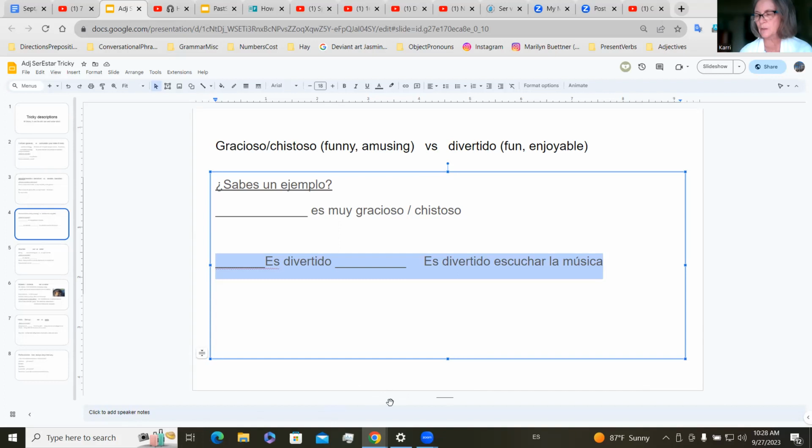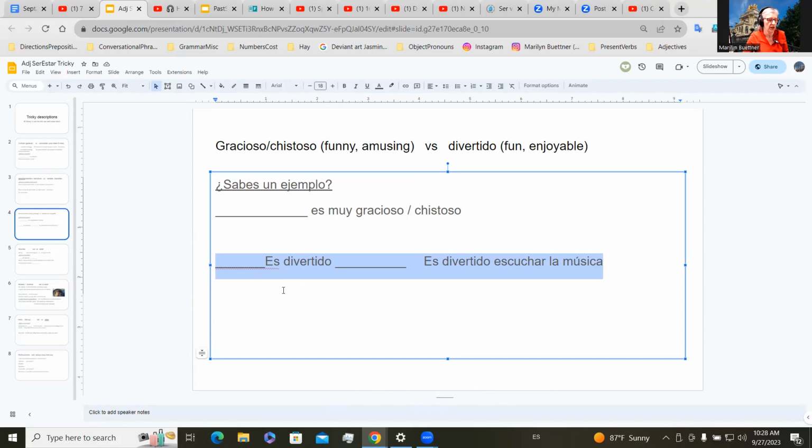Muy bien, sí, exacto. And notice, we often use this, you don't have to 100% of the time, but we often use this with infinitives. Okay, it's fun to go, it's fun to eat, it's fun to cook, it's fun to travel. Okay, and often, frequently, it's used with infinitives because it's fun to do something. But it can be used to talk about things too.